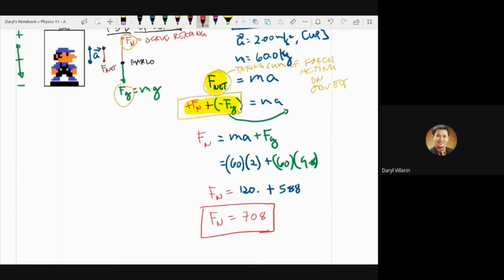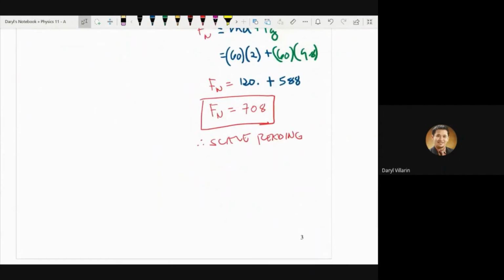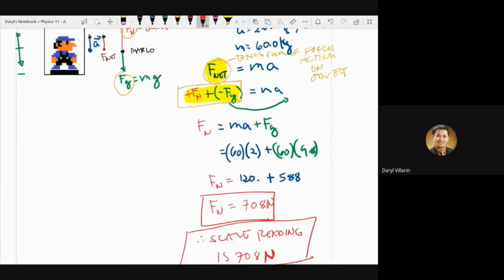So the scale reading is not your actual weight. We actually call this one apparent weight. The scale reading is 708 newtons. Okay, so this would be the scale reading, 708 newtons. So if you can see, this is your actual weight.